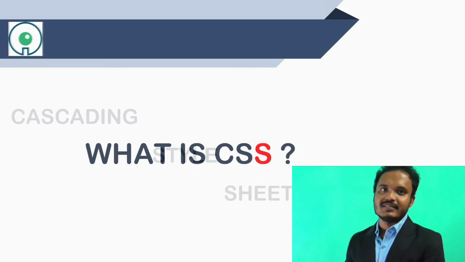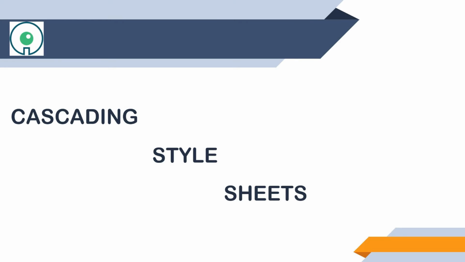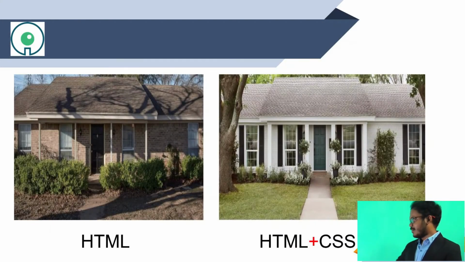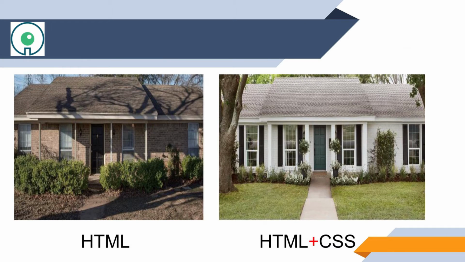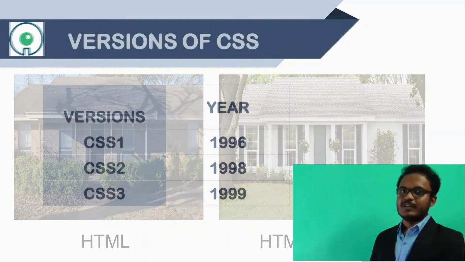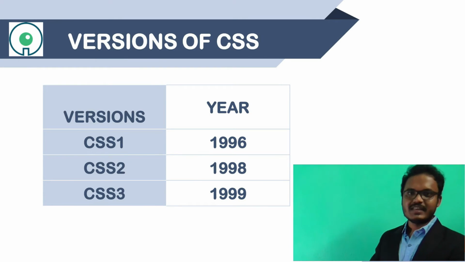Now what is CSS? CSS means cascading style sheet. Now let me show you an example. Here you can see two houses. This house is using HTML and this house is after using CSS, and we can all see that after using CSS, this house looks more attractive than that. These are all the versions of CSS. This is the end of our introduction to HTML and CSS.